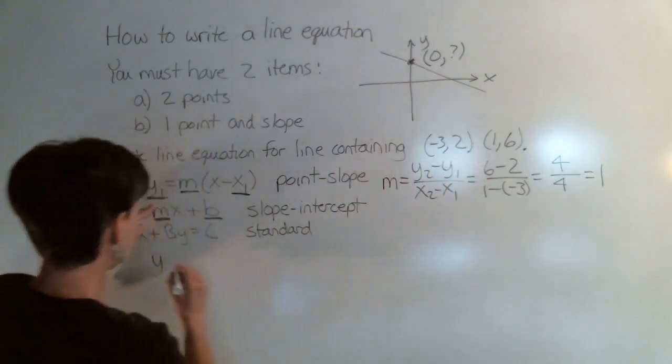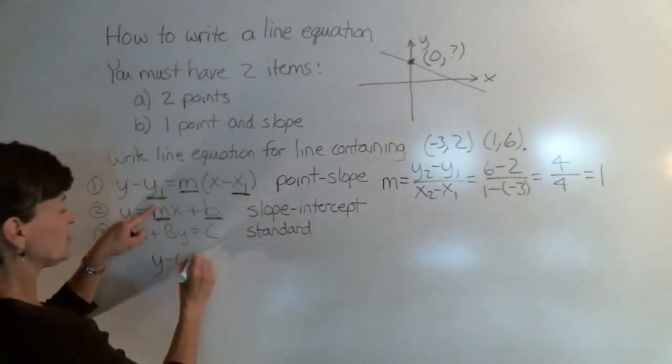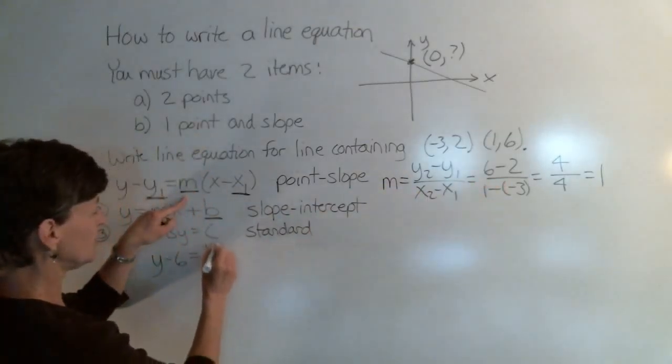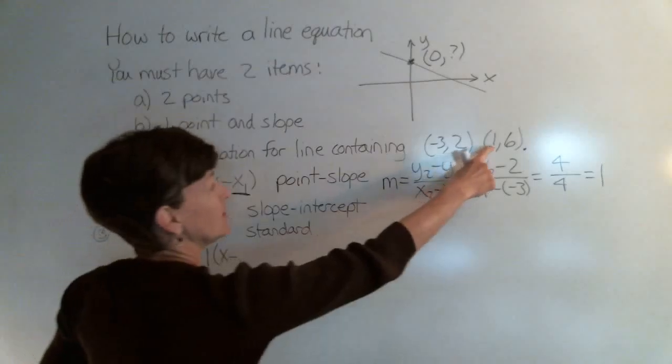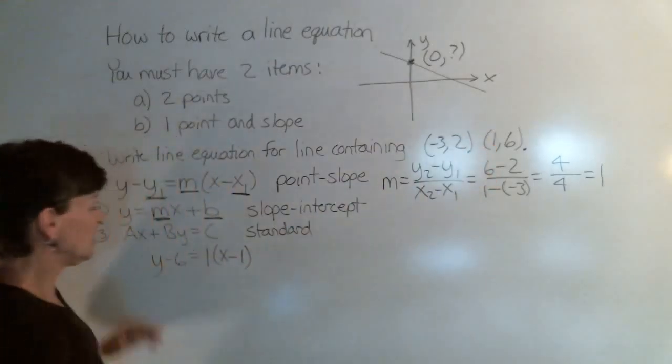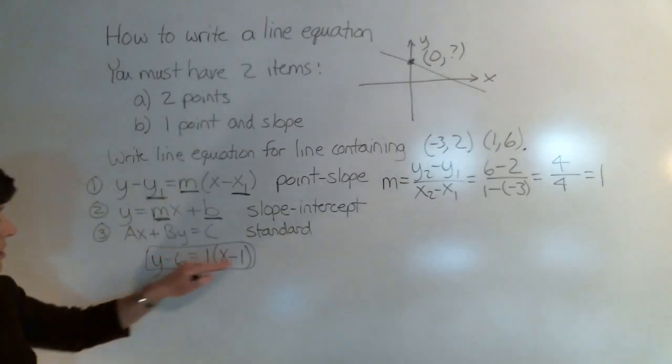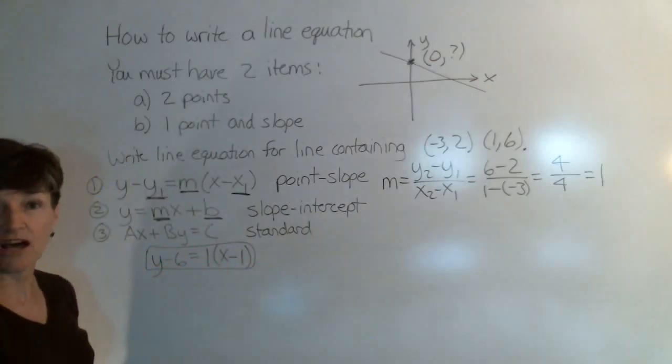So y minus 6, put the 6 in for y1, equals, and then my slope is 1 times x minus, and then this one right here. So I now have a line equation. It's written in point-slope form for my line.